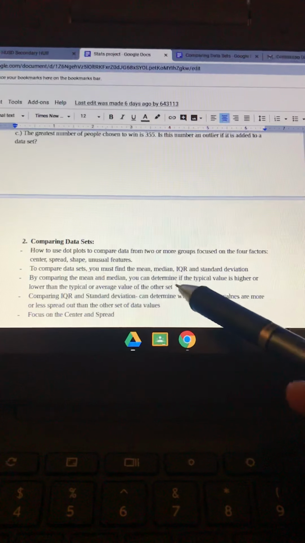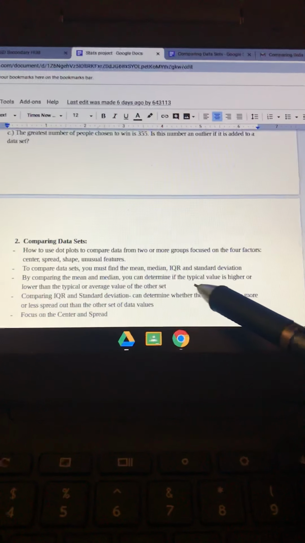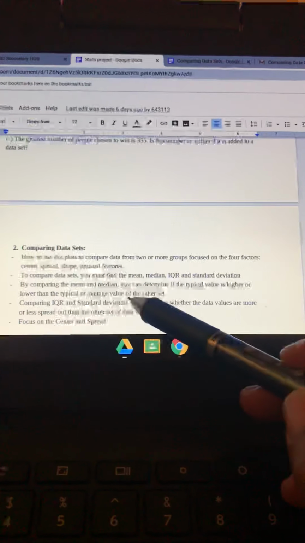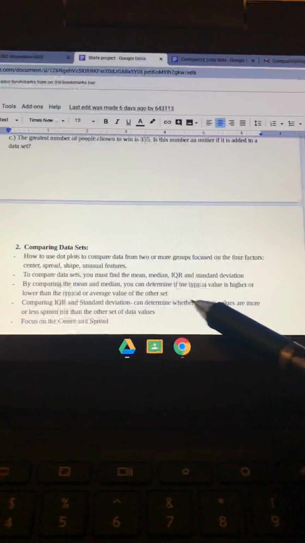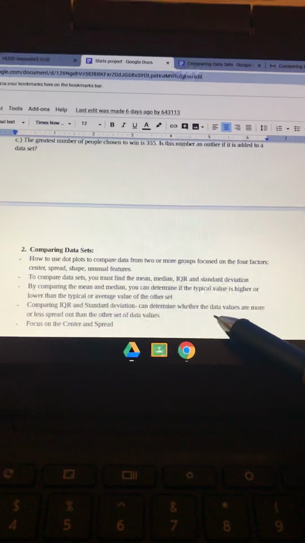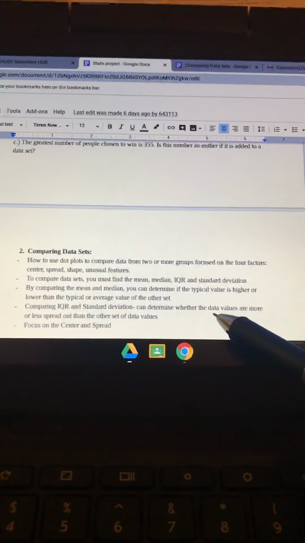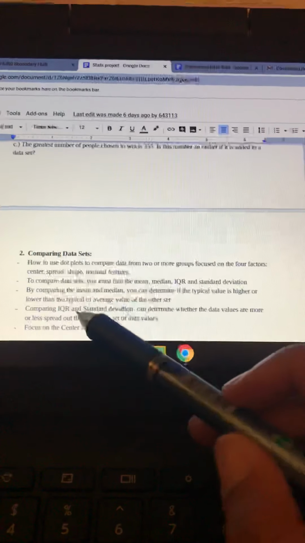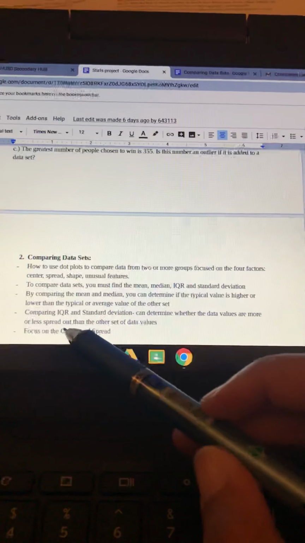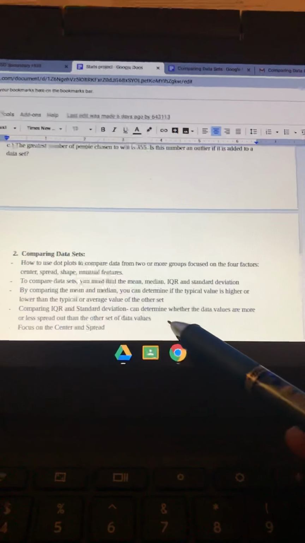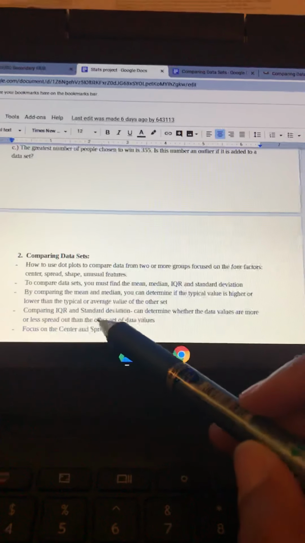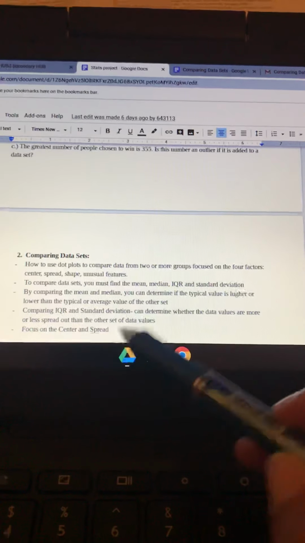By comparing the mean and median, you can determine if the typical value is higher or lower than the typical or average value for the other set. Comparing the interquartile range and standard deviation, you can determine whether the data sets are more or less spread out, which means variability, than the other set of data values. It is important to focus on the center and the spread to compare the mode and range.